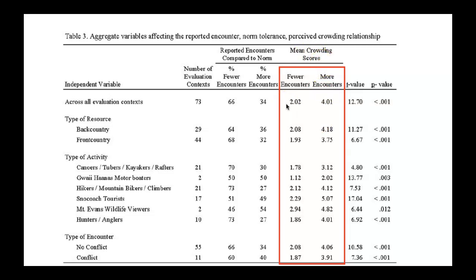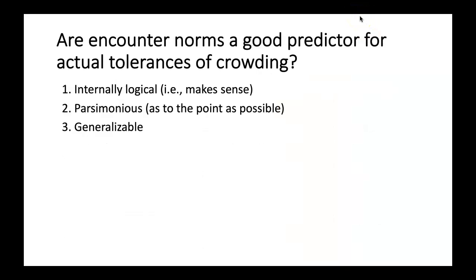We'll talk about the value of these studies and this theory in a moment. But there's a really clear, powerful relationship between the number of encounters visitors have and how crowded they feel in those places. Okay, so the question is, are encounter norms a good predictor for actual tolerances of crowding? This is something that's internally logical, it's parsimonious, it's generalizable, it makes sense. So we think that this is probably a good theory. But is it perfect? No, it's not.